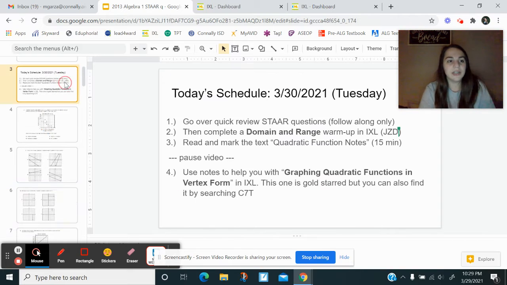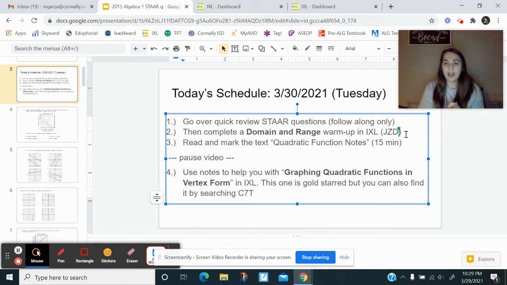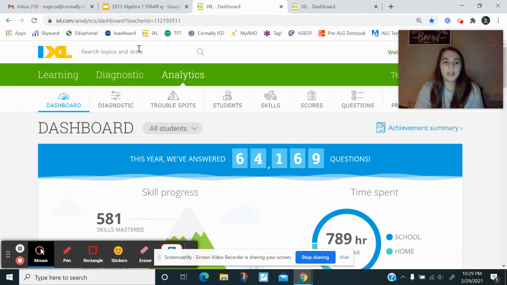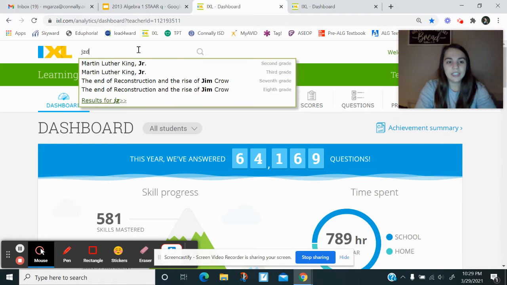All right, back to the agenda. The next thing we're going to do is complete a domain and range warm-up. So in a second, you're going to pause the video, go to IXL, type in JZD into the search bar. So let's go to IXL on our Chromebooks. JZD into the search bar.